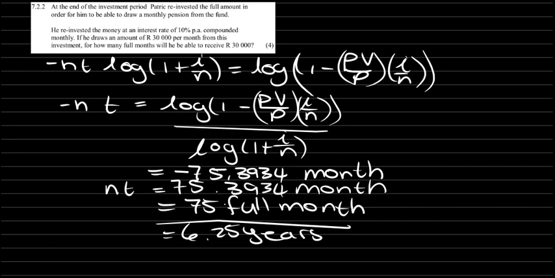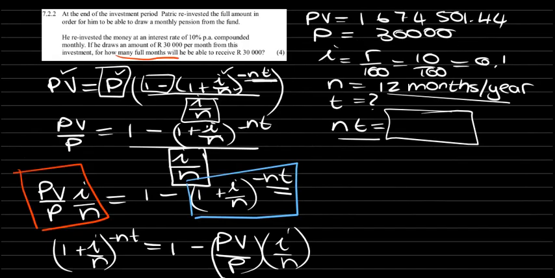One of the things we should focus on when we deal with problems like this is to establish what they want. Firstly, they wanted how long he can withdraw, how many full months. Remember the full months part, because you get marks for saying 75 full months. And then we need to remember to use this equation. It's a pension fund or diminishing equation, the pension fund equation. That's the second thing we need to remember.